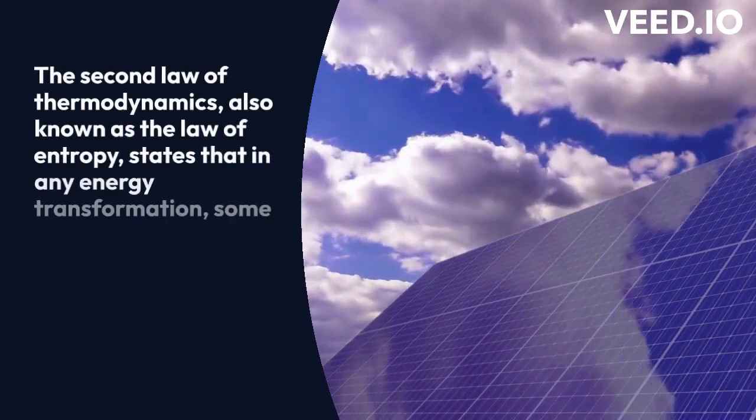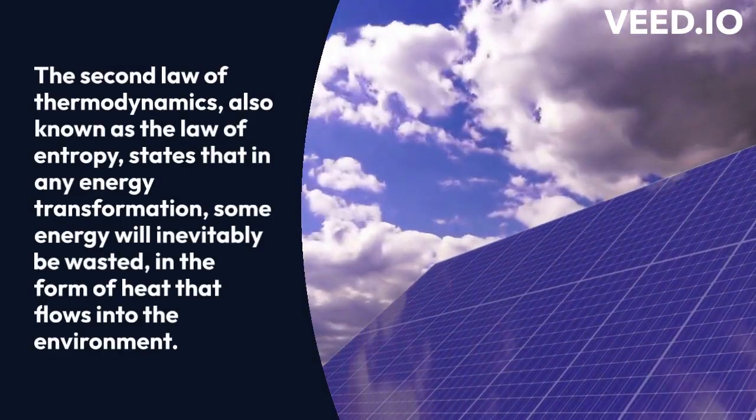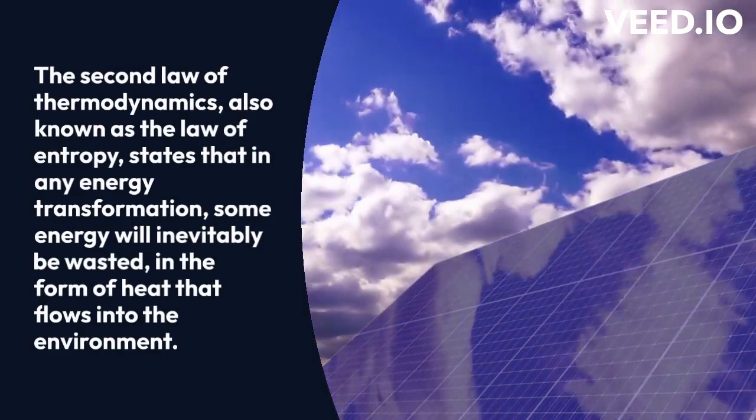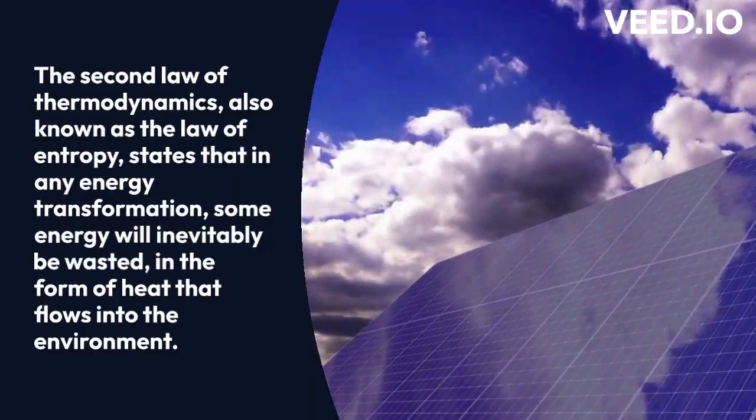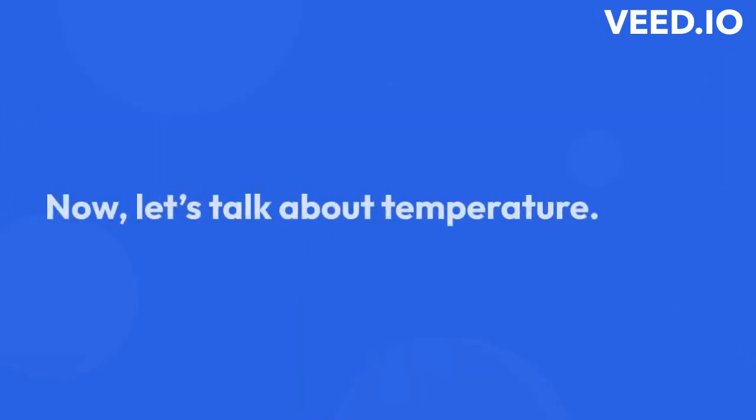The second law of thermodynamics, also known as the law of entropy, states that in any energy transformation, some energy will inevitably be wasted in the form of heat that flows into the environment. Finally, the third law of thermodynamics states that as the temperature of a system approaches absolute zero, the entropy of the system approaches a minimum.